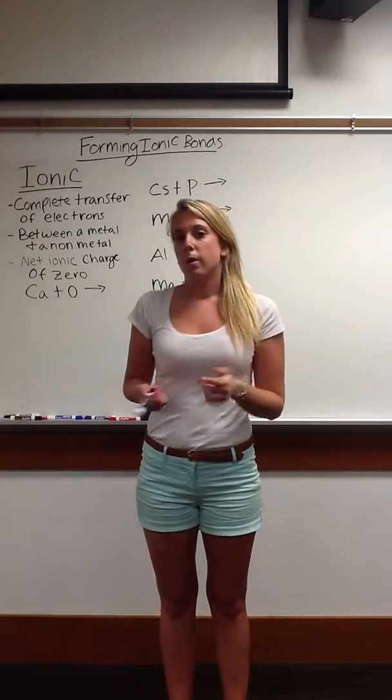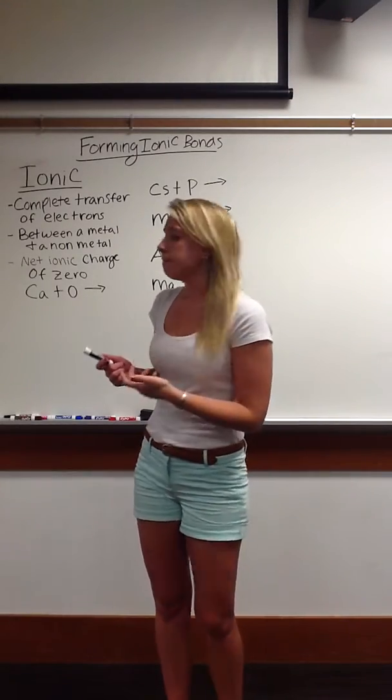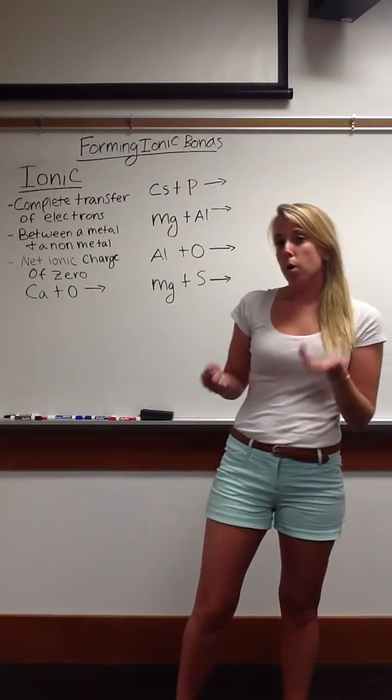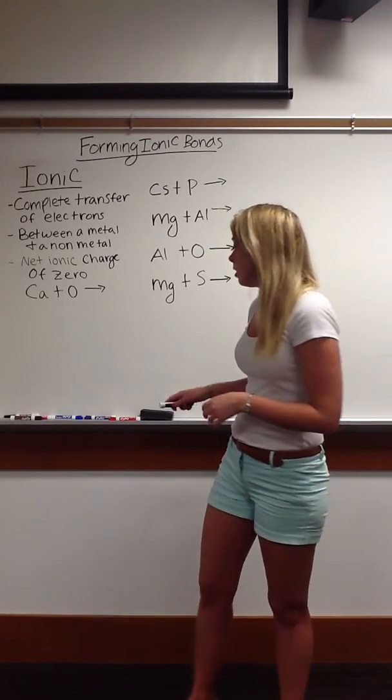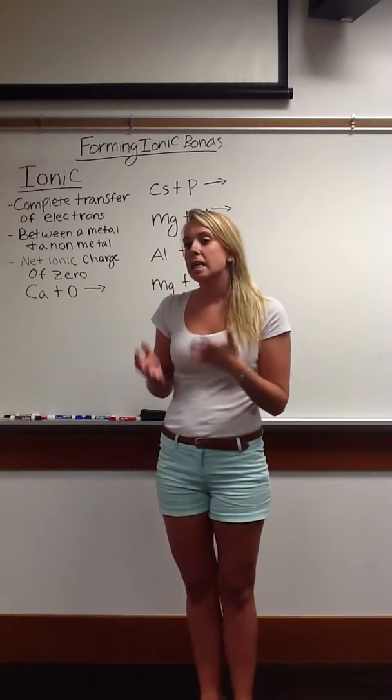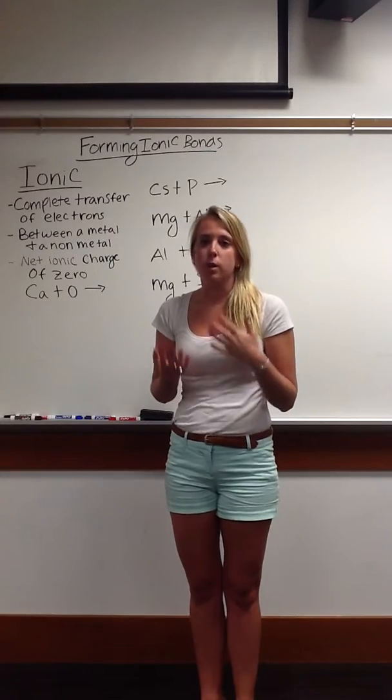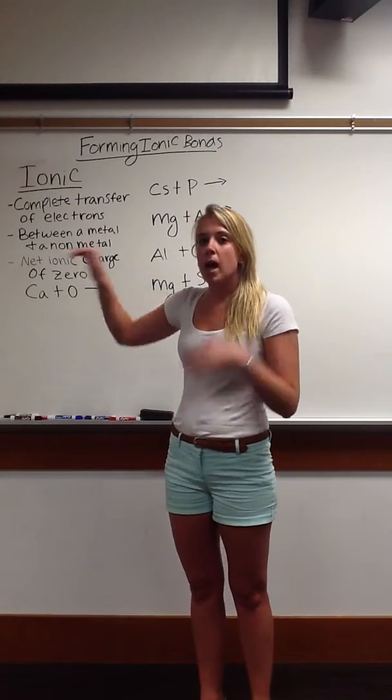So today we're going to talk about how you form an ionic bond. So we have some definitions we should go over before we actually get started. So the first thing is, what is an ionic bond? An ionic bond is what happens between a metal and a nonmetal.